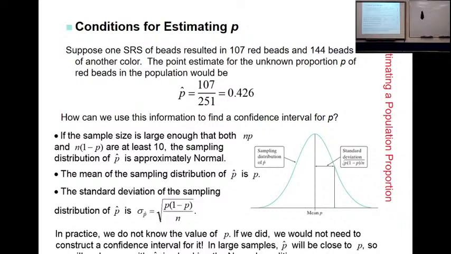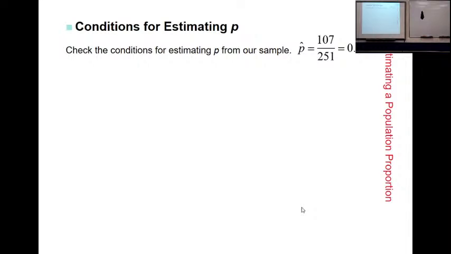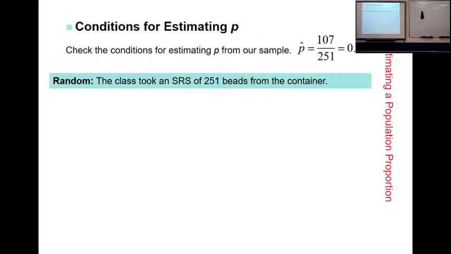I had said at the end of Friday that we are going to test 3 different conditions here. The 3 conditions we're going to check are random, normal, and independent. So with random, we're checking to see, did we take a random sample of all the beads in the jar? Yes, that's what we did. We took a simple random sample.